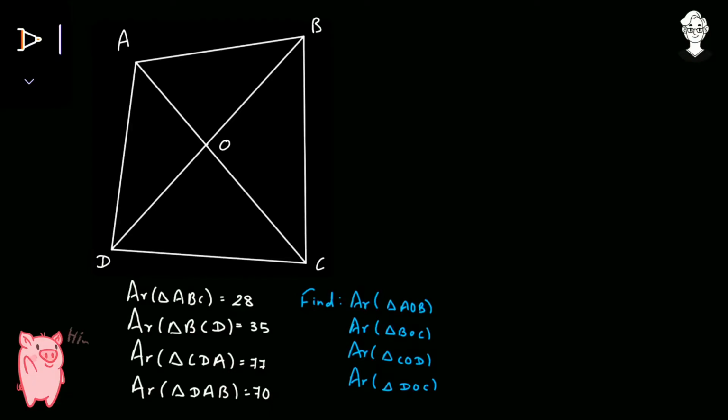So today we have a nice question suggested by one of my viewers. The question is that we have a quadrilateral ABCD. We join the diagonals of this quadrilateral and the point of intersection has been named as point O.